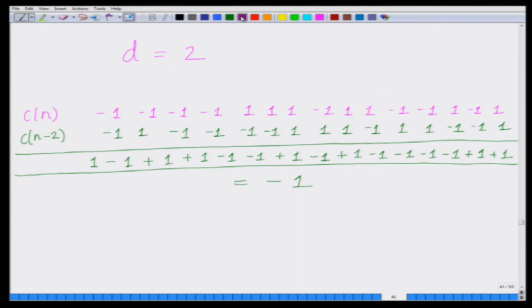Now, I am taking the element wise sum and I have to divide by n. Therefore, the final autocorrelation will be equal to minus 1 by n, which in this case, n is equal to 15. So, this is minus 1 by 15. And what we are observing is something very interesting.